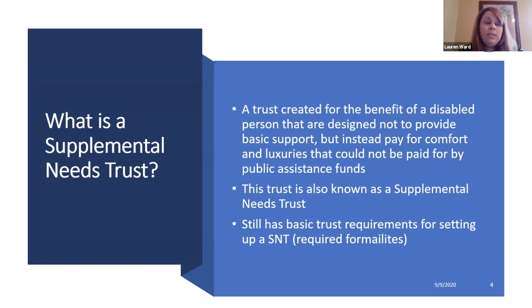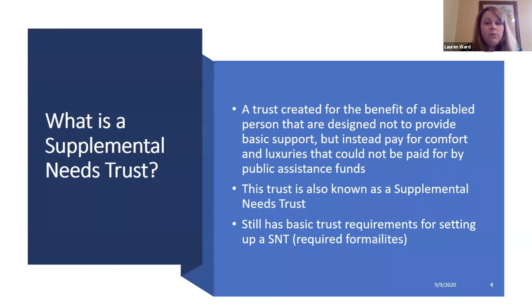A supplemental needs trust still has your basic trust requirements for setting up a trust. We still have a grantor, the person making the trust, a trustee, the person administering the trust, and the beneficiary of the trust, the person who's getting the benefit of the trust. And it still needs to be executed properly, signed, witnessed. I like to notarize them as well, so we have everything there for requirements.